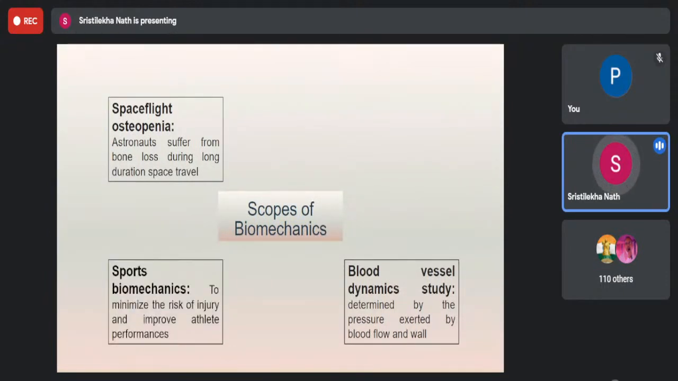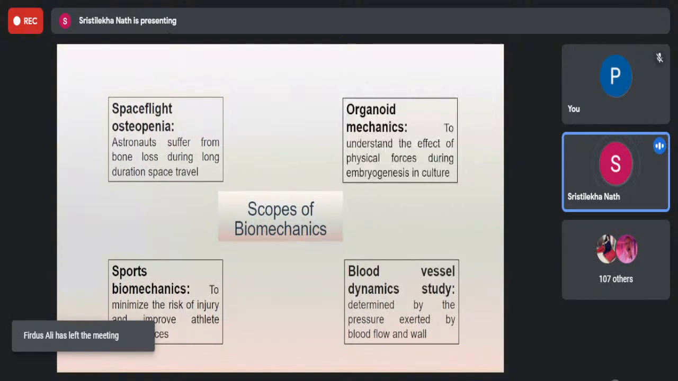There is another classification, that is sports biomechanics. It aims to analyze in a detailed way the sport related movements so as to minimize the risk of injury during a performance and thereby improve the athlete's performance. And another field is organoid mechanics. I will be talking about it in a later section.